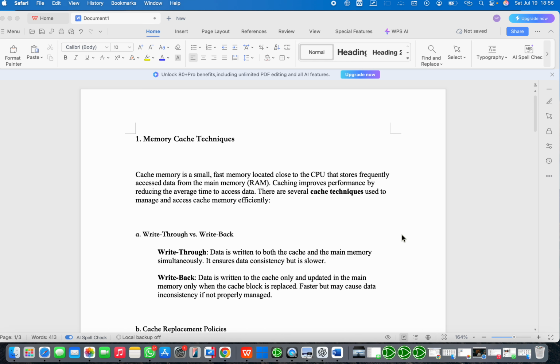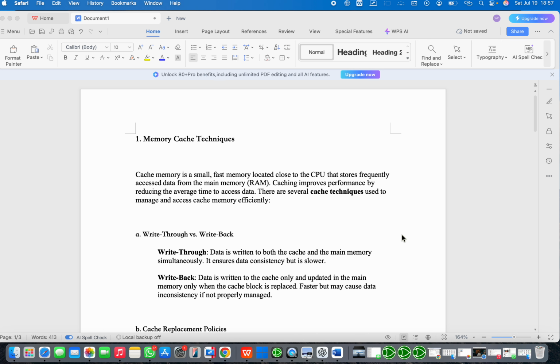Explanation on memory cache techniques: direct mapping, fully associative mapping, and set associative mapping. So we begin with the memory cache techniques. Memory cache is a small, fast memory located close to the CPU that stores frequently accessed data from the main memory. Caching improves performance by reducing the average time to access data. It has several techniques used to manage and access cache memory efficiently.